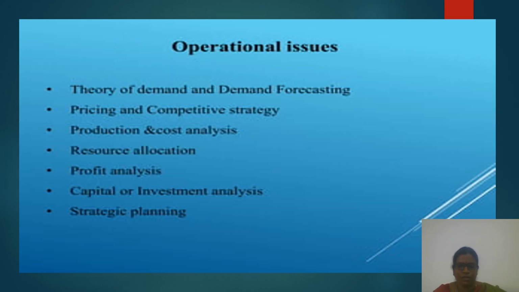Next one is operational issues. First, theory of demand and demand forecasting. The second one is pricing and competitive strategy. Third one, production and cost analysis. Fourth one, resource allocation. Fifth one, profit analysis. Sixth one, capital and investment analysis. Seventh one, strategic planning.